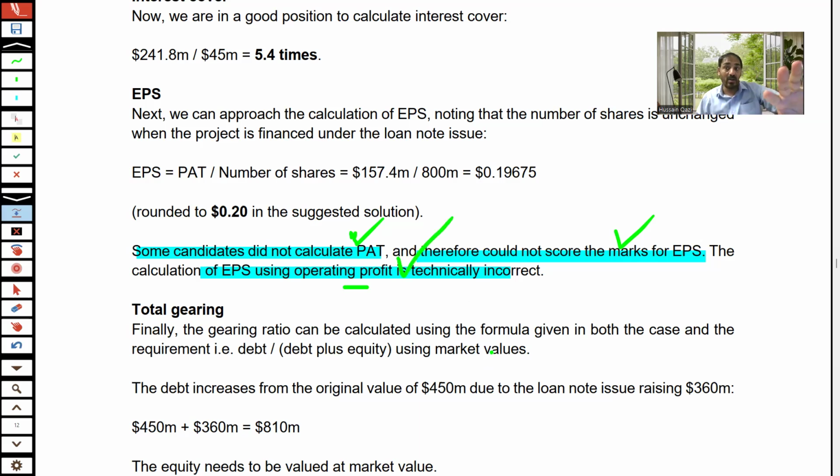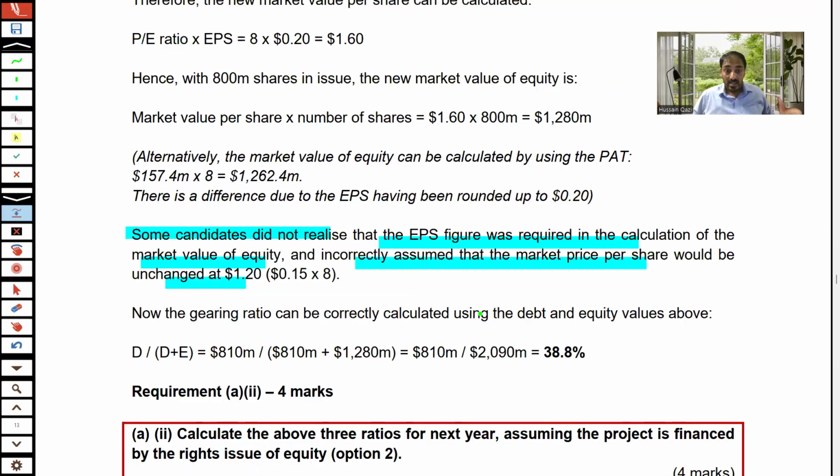This examiner report is about the mistakes made by the students, but for you people who are attempting the question, be careful. Further, some candidates did not realize the EPS figure was required in the calculation of the market value of equity, and incorrectly assumed the market price per share would be unchanged. Wrong. Here the clue available is the P/E ratio. The P/E ratio remains the same, but earnings per share changes. So if earnings per share changes and the P/E ratio is maintained, the price of the shares changes. That's the point.